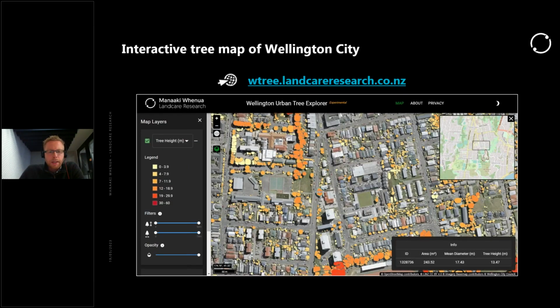So we developed an interactive tree map, or tree explorer, for Wellington City that is available under w3.landcareresearch.co.nz. And here I would like to thank Taranaki Whanui for their support and also the Wellington City Council. You can go on this website and basically click on individual trees and get their parameters like the mean diameter or the tree height.